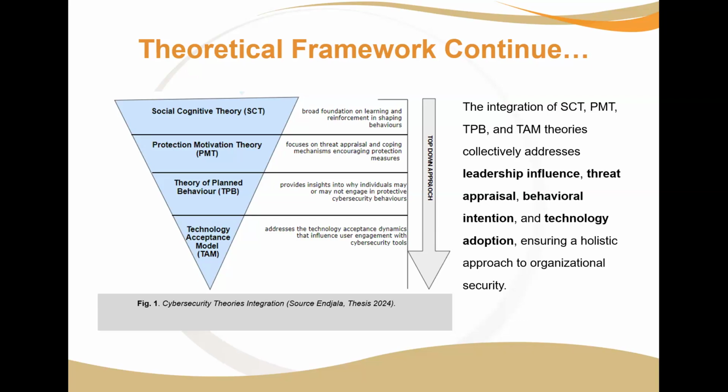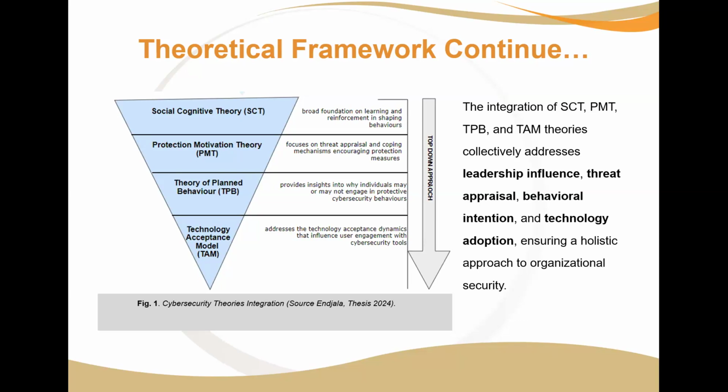And then we move to the theory of planned behavior, which provides insight into why individuals might or might not engage in protective behavior. In this case, we realize that if one applies this theory, it is able to predict when users are willing to comply or not to comply with the policy, and then it advises one to come up with a better solution to address that. And the last one is the technology acceptance model, which addresses technology acceptance.